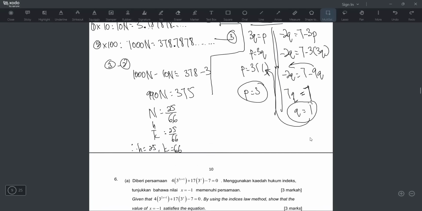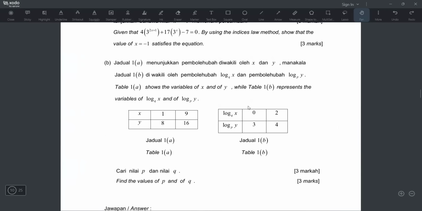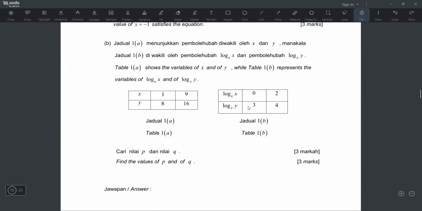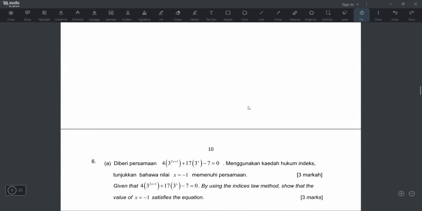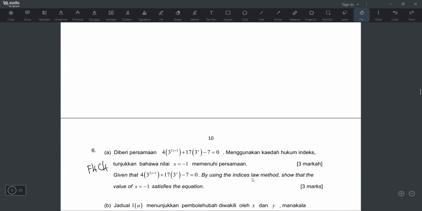Okay, so what chapter is number 6? Okay, I see indices, and then I see some log stuff. Looks like linear law. Whatever. What I'm sure is that 6A is indices. The B, I don't know first. So this one is from Form 4 chapter 4, indices. How do I know? Because you see the word indices already, and also look at the question.